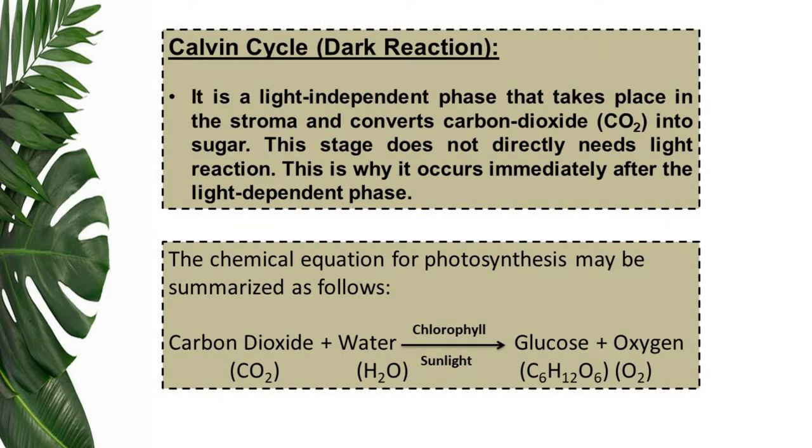Now, let us discuss the second stage of photosynthesis called Calvin cycle or dark reaction. It is a light-independent phase that takes place in the stroma and converts carbon dioxide into sugar. This stage does not directly need light reaction. This is why it occurs immediately after the light-dependent phase. The chemical equation for photosynthesis may be summarized as follows. The inputs are carbon dioxide plus water with chlorophyll and sunlight. The outputs will be glucose plus oxygen.